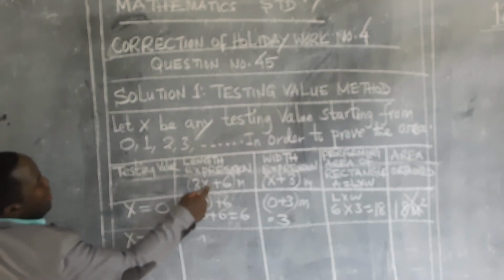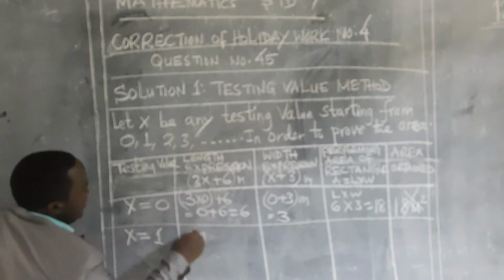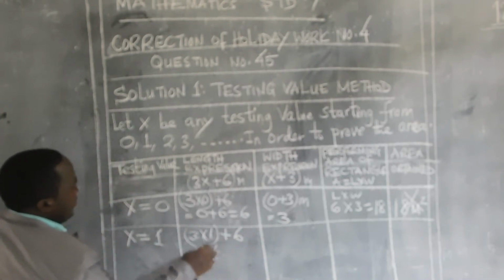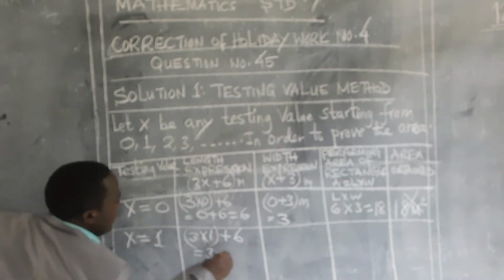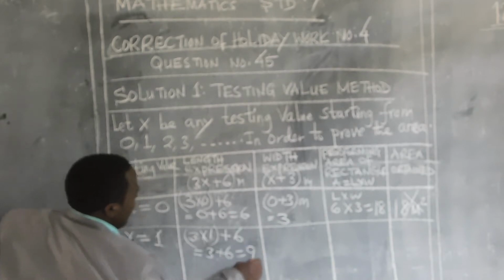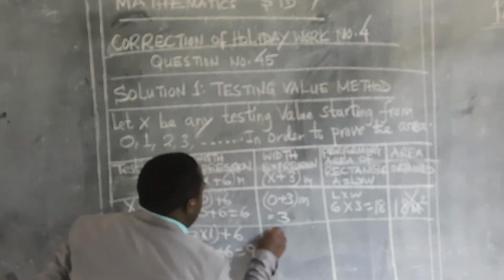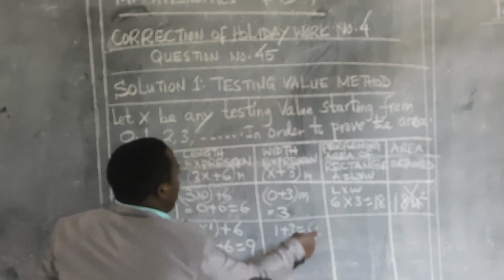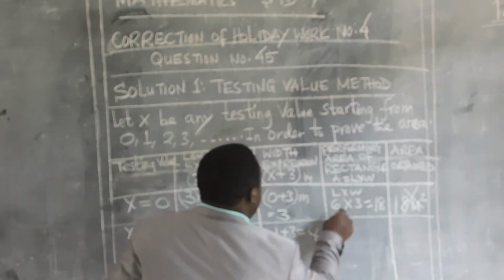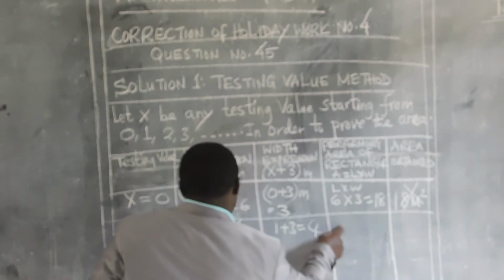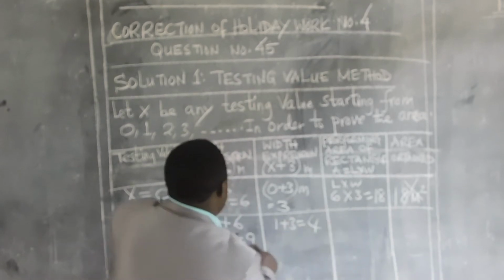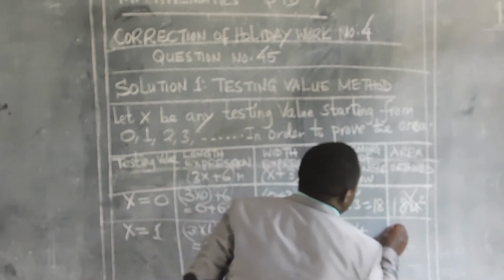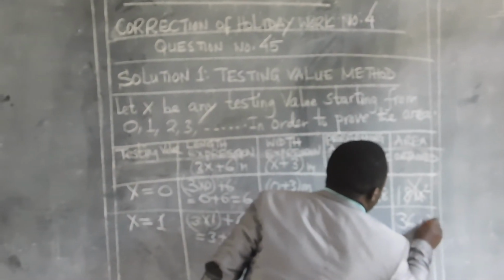So we test again, if x is equal to 1. We take 3 times 1 plus 6. 3 times 1 is 3, plus 6 is equal to 9. So the length will be 9, while the width, with x equal to 1, is 1 plus 3, which is 4. The area of the rectangle is length times width, so you multiply 9 by 4, and the area is 36 square meters.